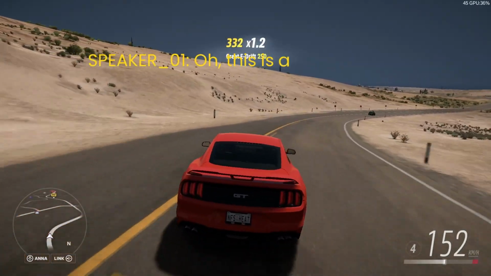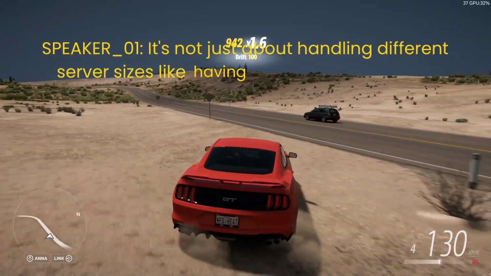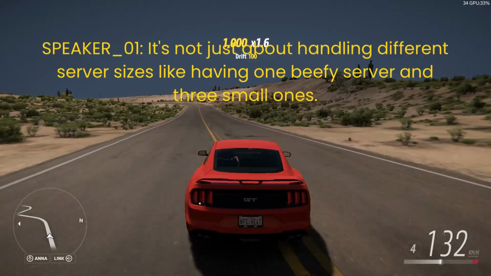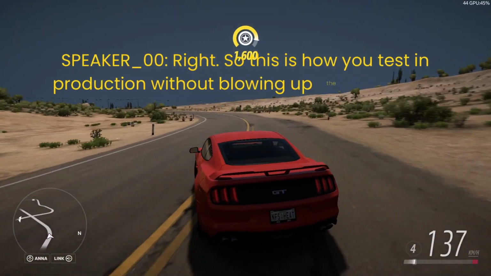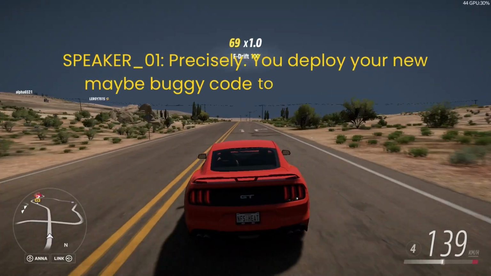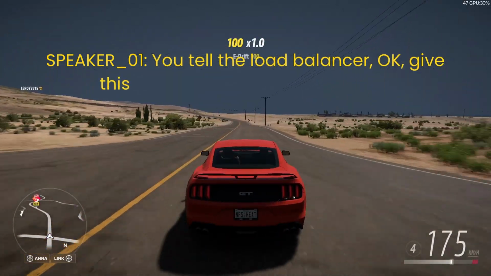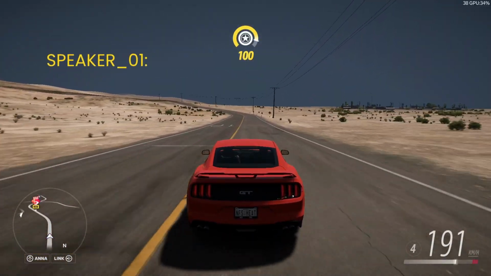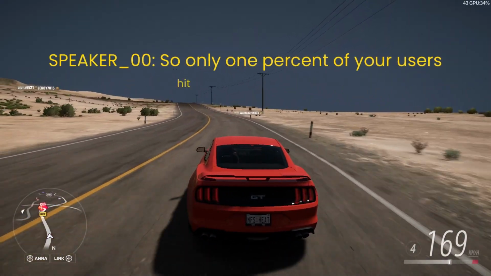Oh, this is a huge tool for deployment. It's not just about handling different server sizes, like having one beefy server and three small ones. It's about canary deployments. Right, so this is how you test in production without blowing up the whole site. Precisely. You deploy your new, maybe buggy code to just one server. You tell the load balancer, okay, give this canary server a weight of 1, give the stable servers a weight of 99. So only 1% of your users hit the new code.